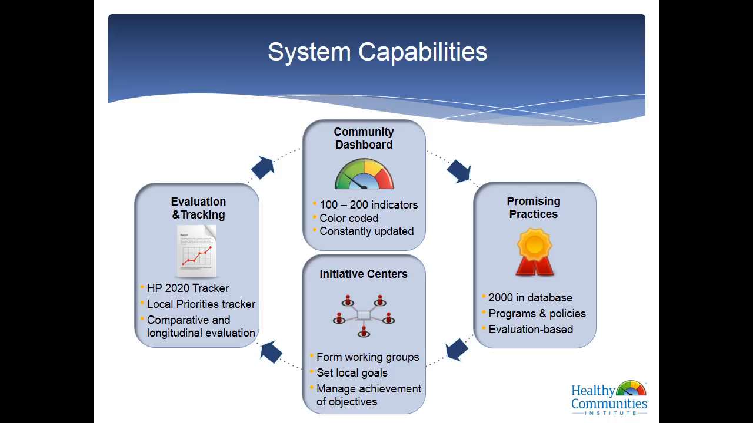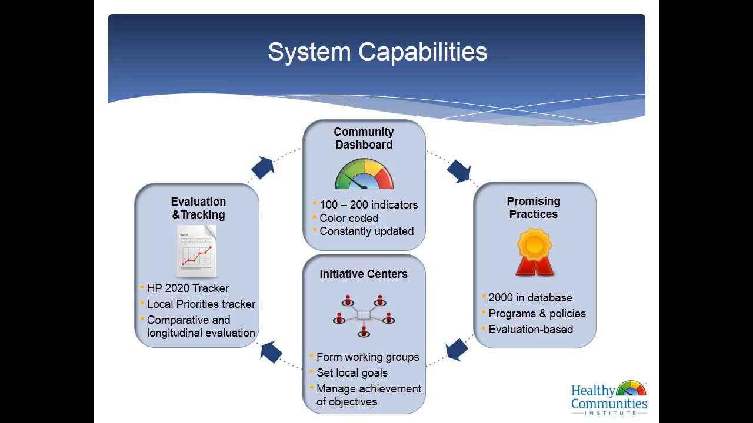The HCI platform has 4 main pillars: a dashboard of about 100 or so color-coded indicators specific to your community, which are constantly updated so that you're working with a live dashboard. Next, we offer a database of promising practices, which include over 2,000 programs and policies that have been tried around the nation shown to improve health and quality of life.